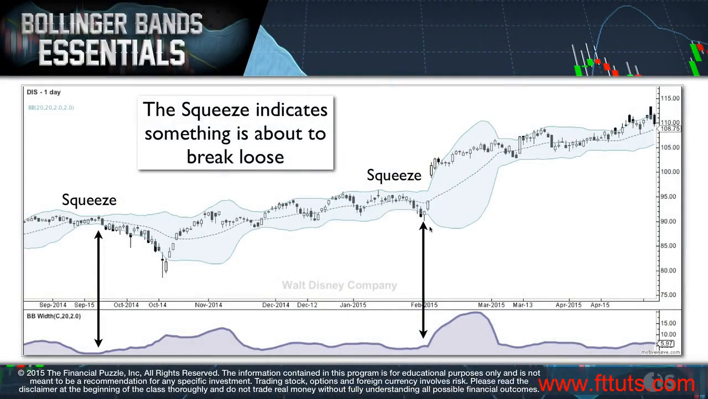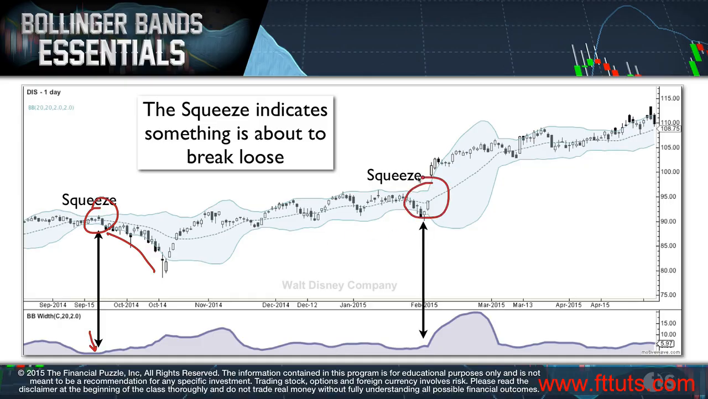Now let's take a look over here at a couple of squeezes. This is back on the Disney trade. Notice how tight that squeeze was. Notice how low the bandwidth was. And of course, what happened? Well, the stock broke out and we had a 15-point move in just a couple of weeks here as the stock started moving bearish.